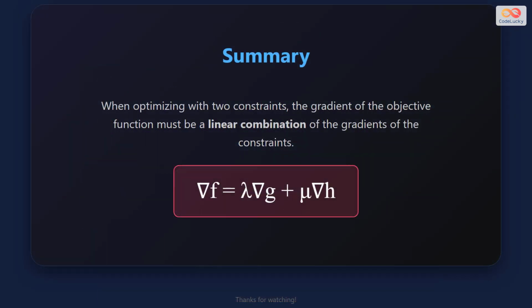To summarize, when optimizing a function subject to two constraints, the gradient of your objective function is a linear sum of the gradients of the constraints. Remember the formula. Del f equals lambda del g plus mu del h.